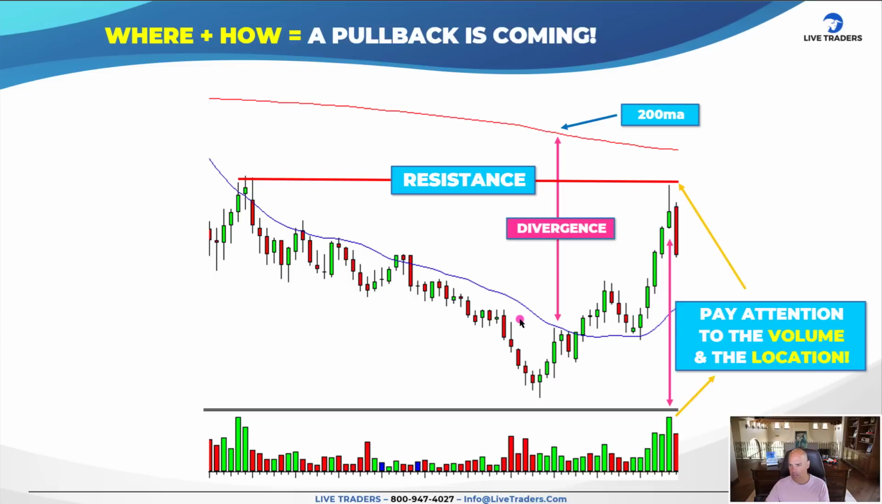Stock in a downtrend. Okay? Stock in a downtrend. Goes lower. Bounces back up. But look at the divergence. Okay? Pay attention to the volume and the location. Moves back up, pulls back.